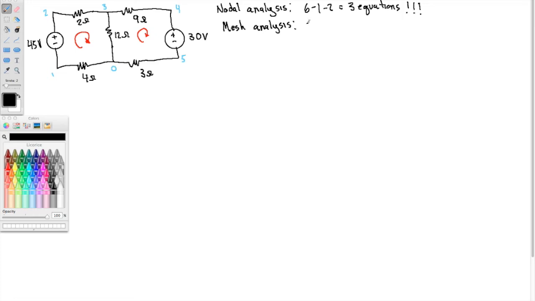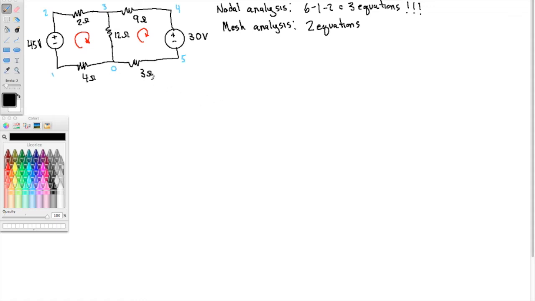We have 2 equations. Hooray! Right, that 2 is less than 3, so the analysis is less complicated, less complex if we use mesh analysis. Also note that Ohm's law does not immediately apply here because we don't know the voltage across any resistors. And there are no parallel resistors, there are no series resistors. Okay, so we have to use nodal analysis or mesh analysis.